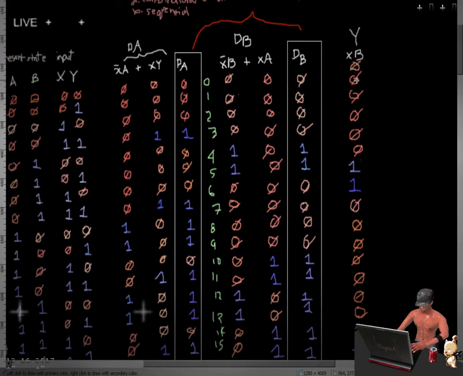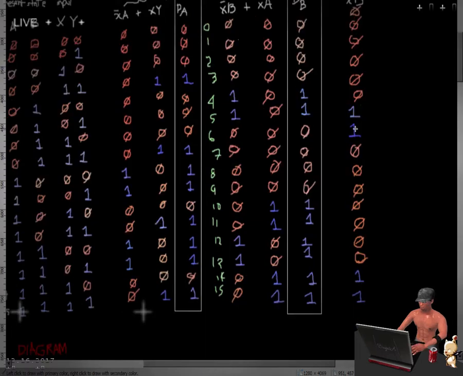Whatever. Let's do 0, 1, 2, 3, 4, 5, 6, 7. 6 and 7 is good. 8 is 0. 9 is 0. 10 is 0. 11 is 0. 12 is 0. 13 is 0. And 14 is 1. 15 is 1. 0, 1, 2, 3, 4, 5, 6, 7, 8, 9, 10, 11, 12, 13, 14.